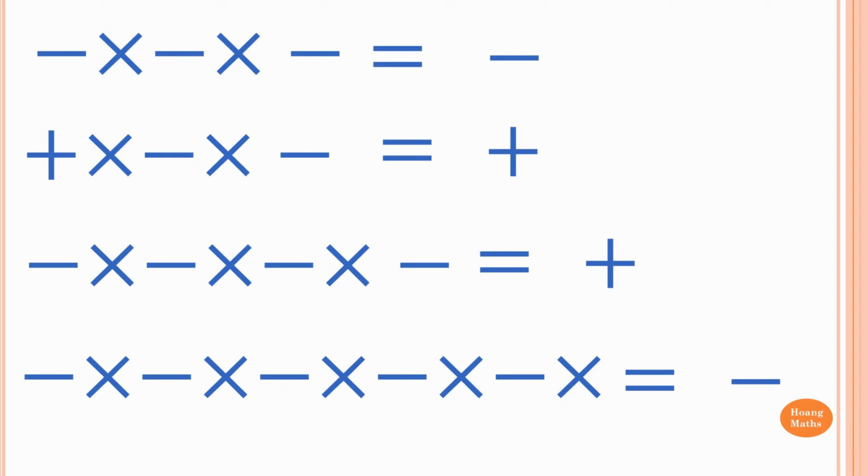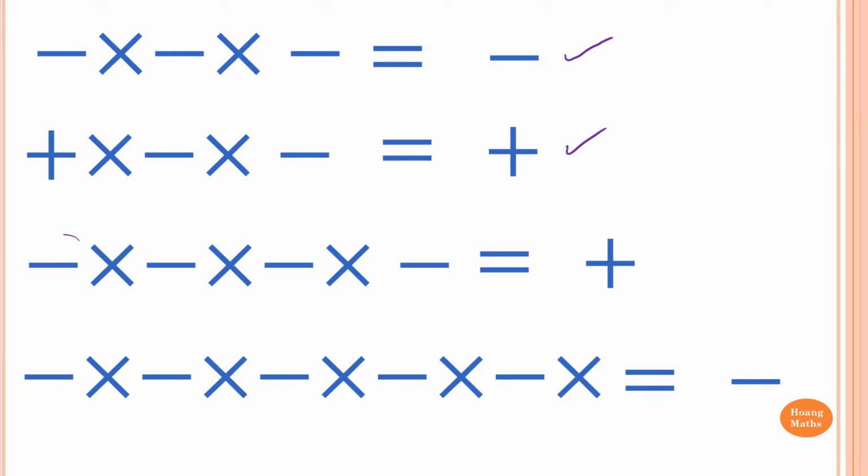Let's have a close look at these rules first. So first one, we have 1 negative, 2, 3. So 3 negatives together, which is odd, right? Odd negatives. So we times together, result in a negative. So we have 1, 2 negatives, which is even negatives times together, result in a positive.